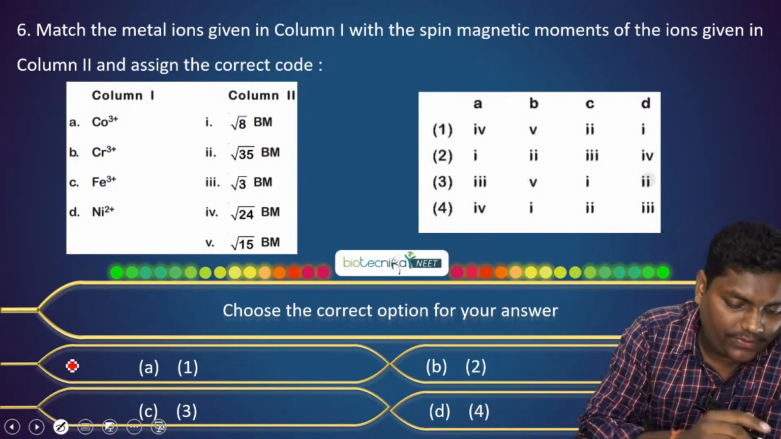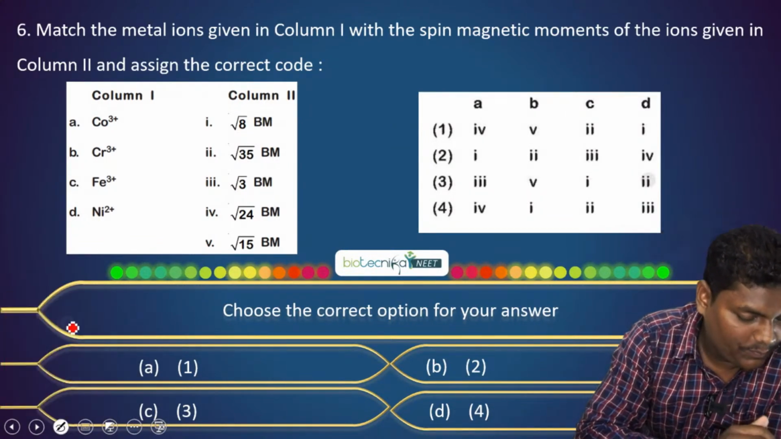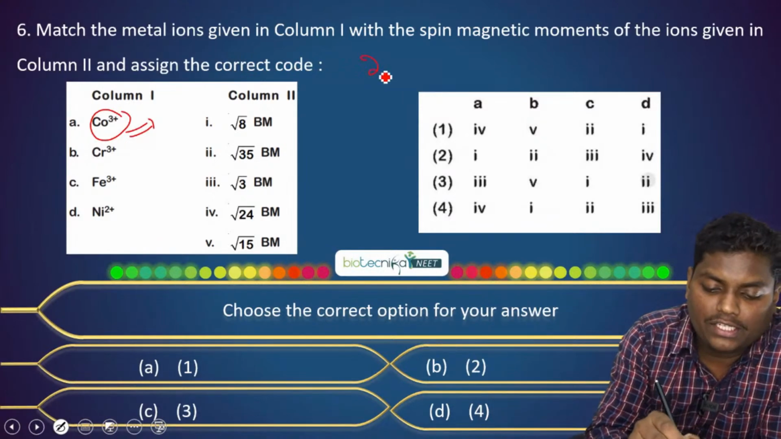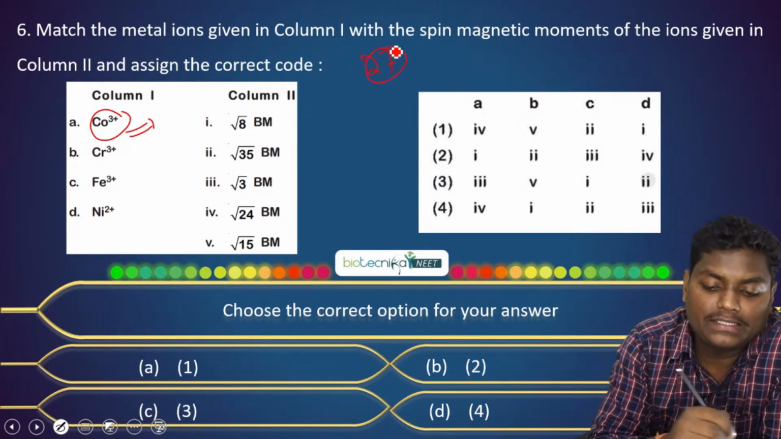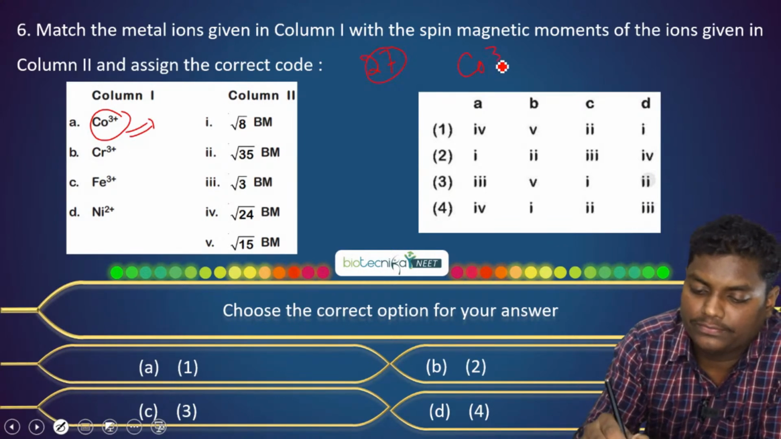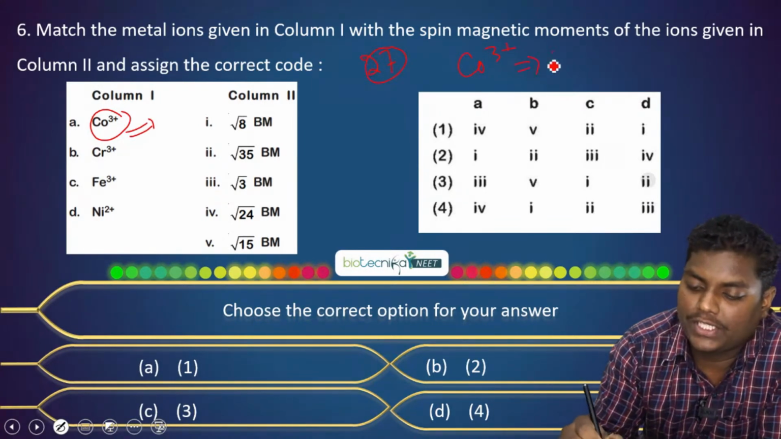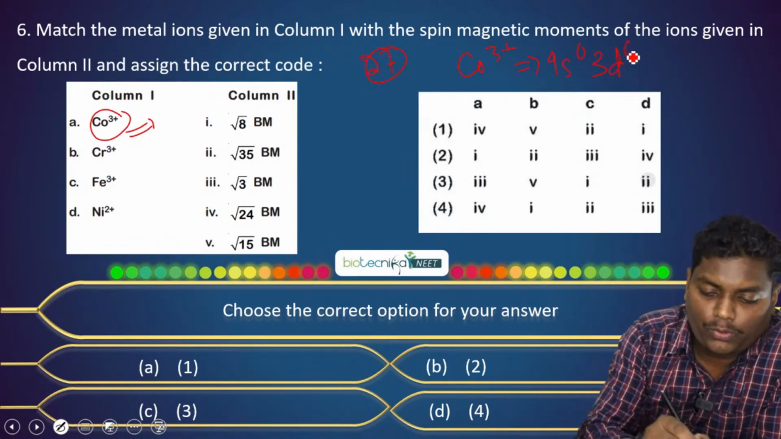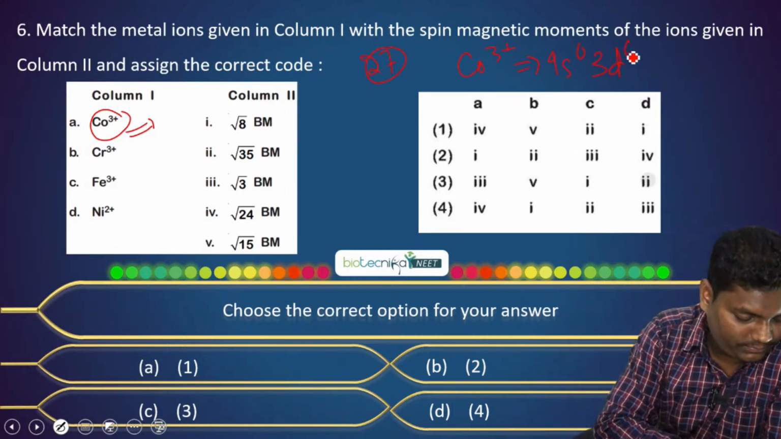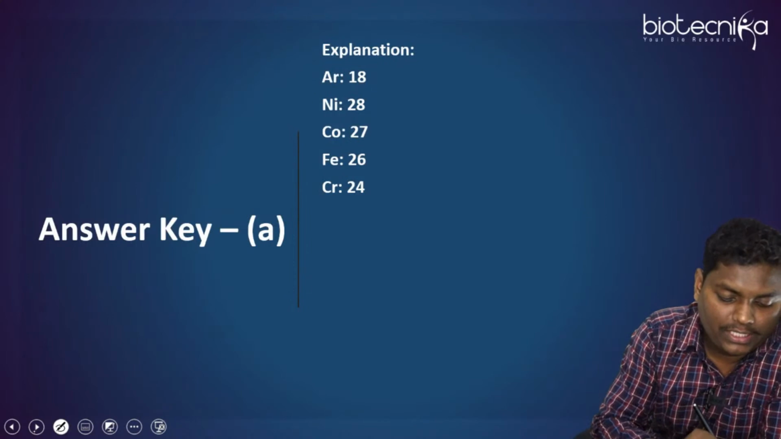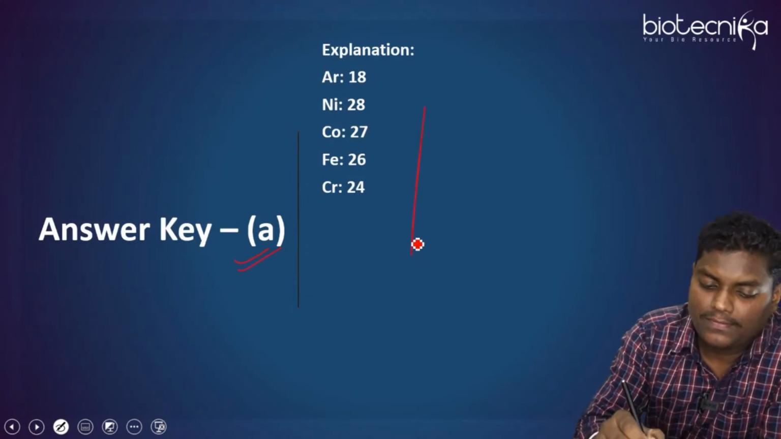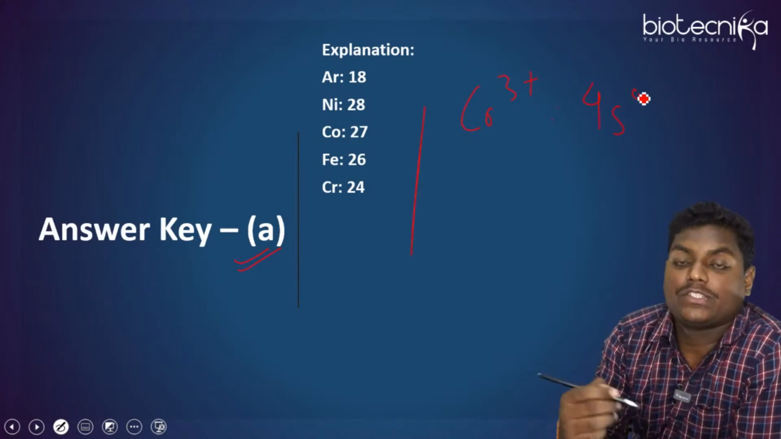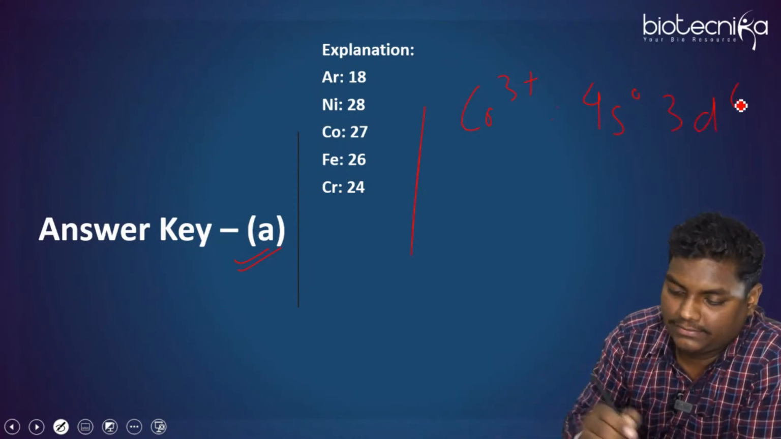Okay, let's try and understand this. So we have cobalt 3 plus. What is the number of electrons? 27. So in cobalt 3 plus, the configuration will be 4s0 3d6. So the correct option is A. For cobalt 3 plus, the electronic configuration is 4s0 3d6.